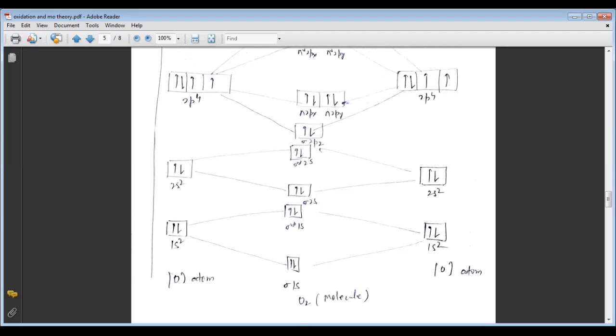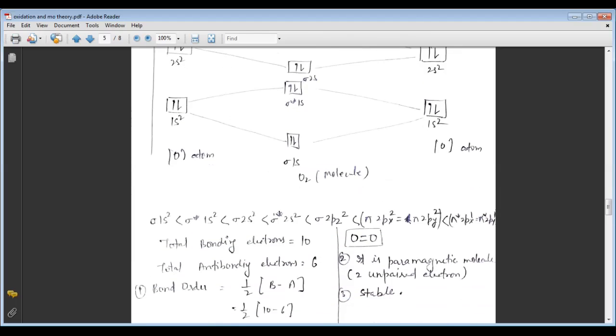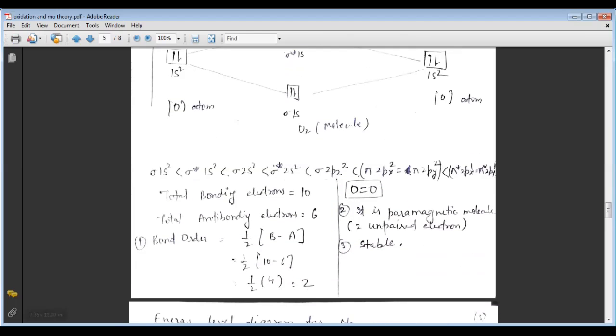As we know, sigma 1s is the bonding orbital, and the starred ones are the anti-bonding orbitals. So here is the arrangement in increasing energy order: sigma 1s2, sigma star 1s2, sigma 2s2, sigma star 2s2, sigma 2pz2, pi 2px2, pi 2py2, and then pi star 2px and pi star 2py. So here the 16 electrons are filled.